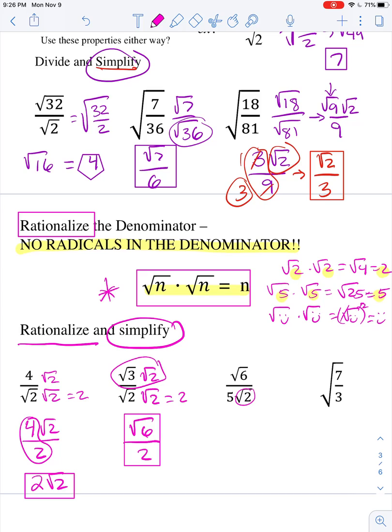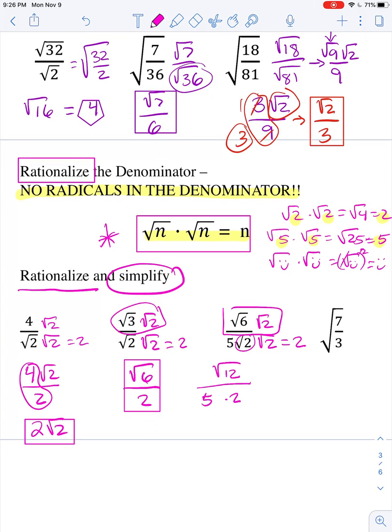This one looks really complicated, but the only part that's problematic is this root. So I'm just going to multiply by that part. On the top, both of these values are underneath the radical, so they turn into a 12. The 5 is just chilling in the front. Root 2 times root 2 becomes a 2. So at that point, I have root 12 over 10.